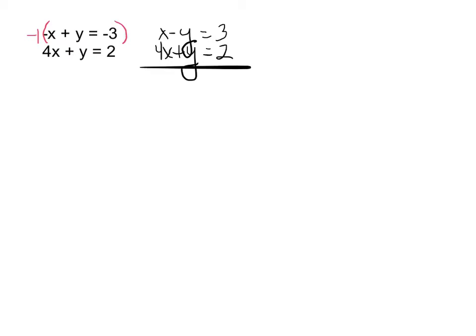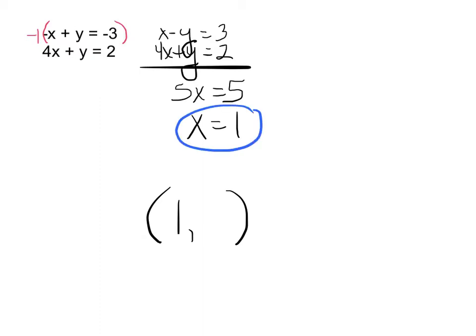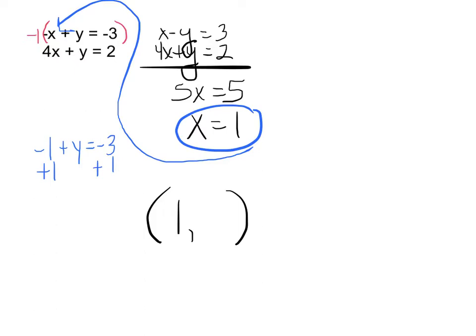Look at what happens. 1x plus 4x is 5x. The y's cancel. 3 plus 2 is 5. So that means x would be 1. I take x equals 1. I plug it in, let's say to the first one. It doesn't matter. You can plug it into either one. If I plug it into the first one, that would be -1 plus y equals -3. I add 1, I add 1. You get y equals -2. So we get the same answer as 1, -2, as we did in the first example.